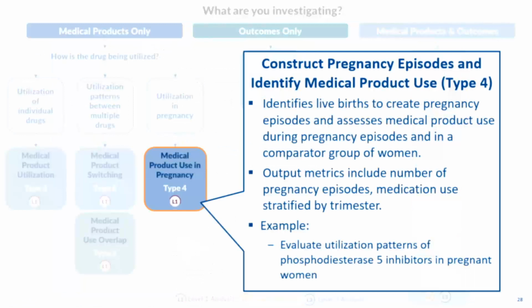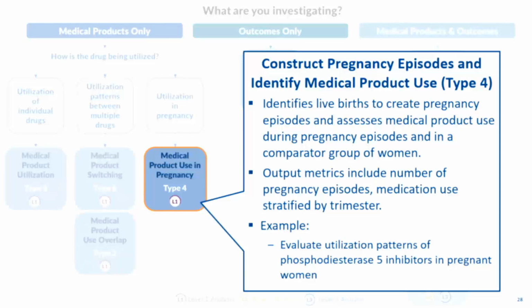So the next type of question is also a utilization question, but might be very particular because we're looking here at utilization among pregnant women. So here first we're looking for evidence of a pregnancy episode, which we confirm by finding a live birth first, and then backtrack to basically conclude that they were pregnant during a particular period of time. Then we're going to look for medical product use during that period of pregnancy.